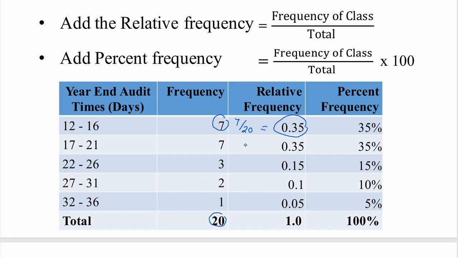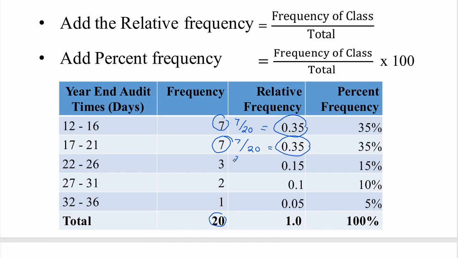We do the exact same thing here. We divide the frequency of 7 by the total of 20. It gives us the relative frequency. And so we calculate relative frequency for each class. Again, this is to tell us the proportion or the relative portion for each of these classes. The first class had 7 out of 20, so the relative frequency was 0.35. Second class had another 7 out of 20 for a relative frequency of 0.35.